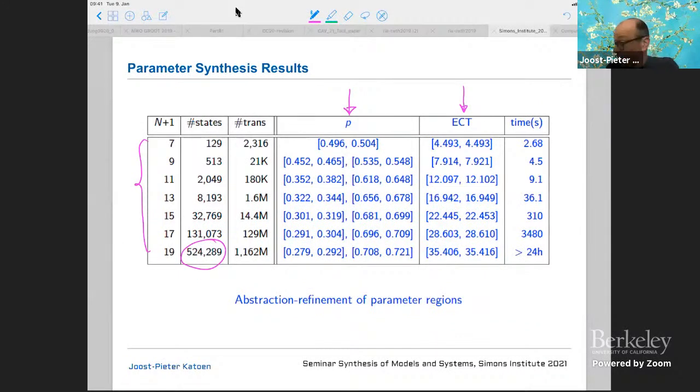And how to do that? We use abstraction refinement kind of techniques. I don't have time to go into details here. What is important is that you see that for certain ring sizes, you get basically 2 regions of parameters. So apparently there are 2 values for which you get a minimal expected convergence time.